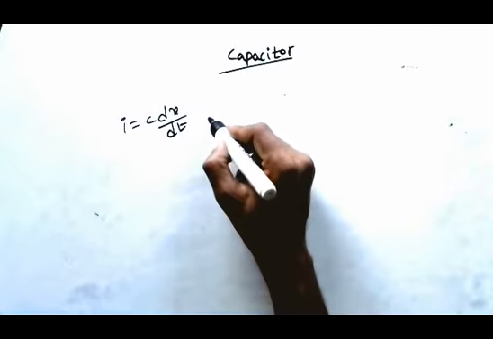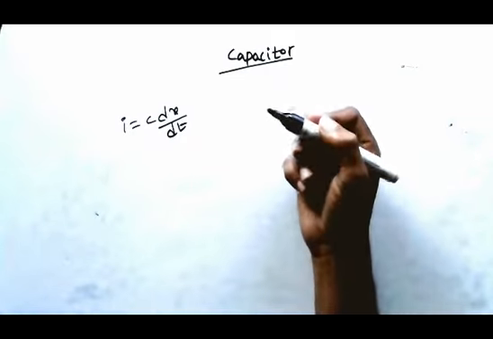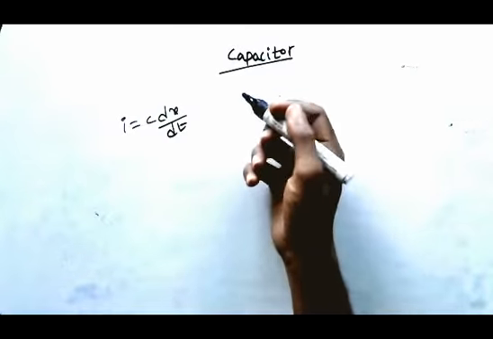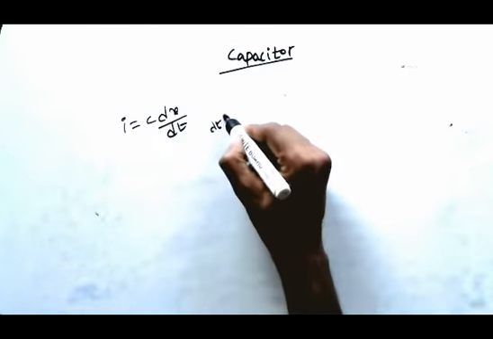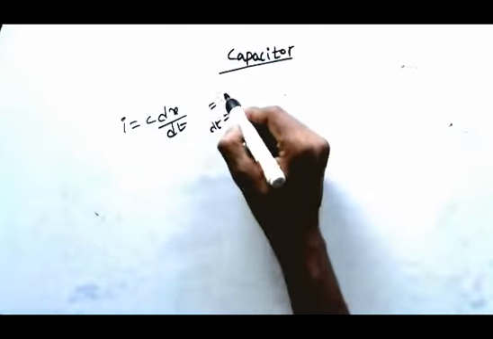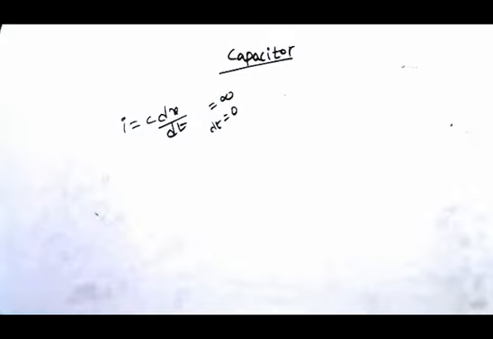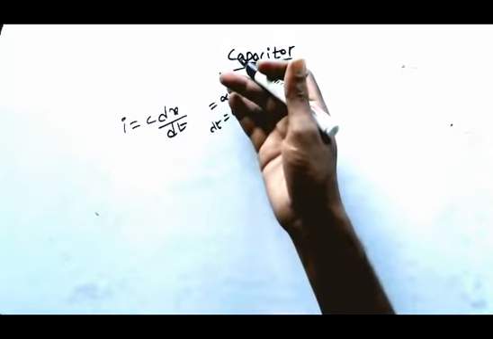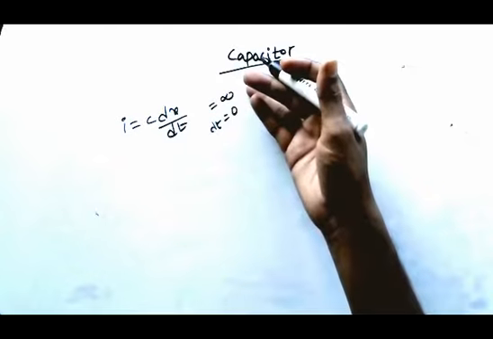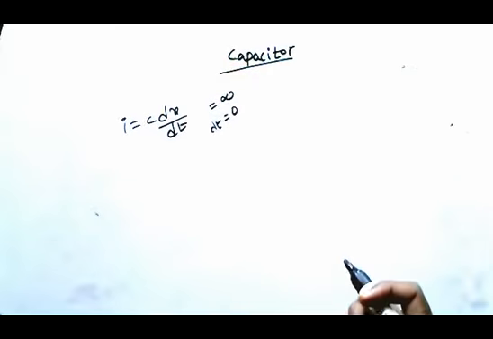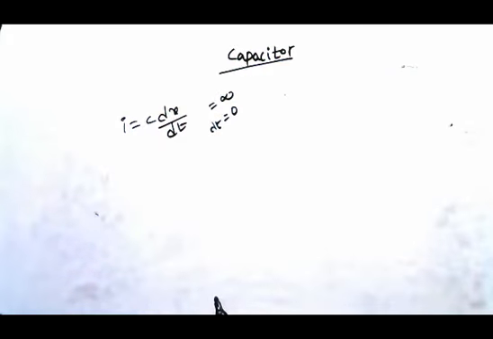At dt means zero amount of time, instantly, so dt is equal to 0, and I is equal to infinity will come. If you supply an infinite amount of current to the capacitor, it will charge the voltage instantly. Practically it is not possible, so it is one of the statements to remember about the capacitor.